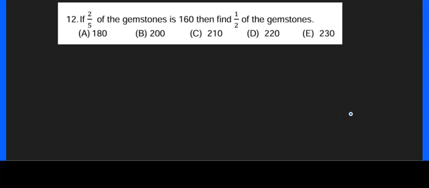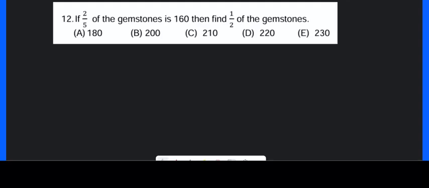Question 12. If 2 over 5 of the gemstones is 160, then find 1 over 2 of the gemstones. Okay.